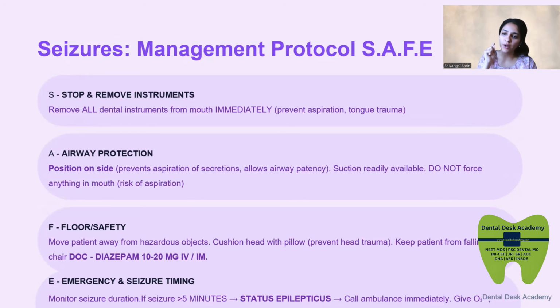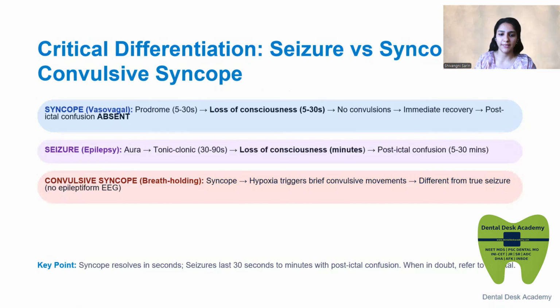Now, the drug of choice for stopping the seizure, not preventing per se, because you could not prevent it in a dental setting, which is why we are discussing this in the first place, is diazepam, 10 to 20 mg IV or IM. If an IV line is there, please give diazepam immediately, 10 to 20 mg injection. Or if an IV line is not there, just try to inject it IM. Generally, these seizures last for about 1 to 3 minutes. But if they last for more than 5 minutes, this is a medical emergency. It is called status epilepticus. Try to administer diazepam and call the ambulance service immediately.